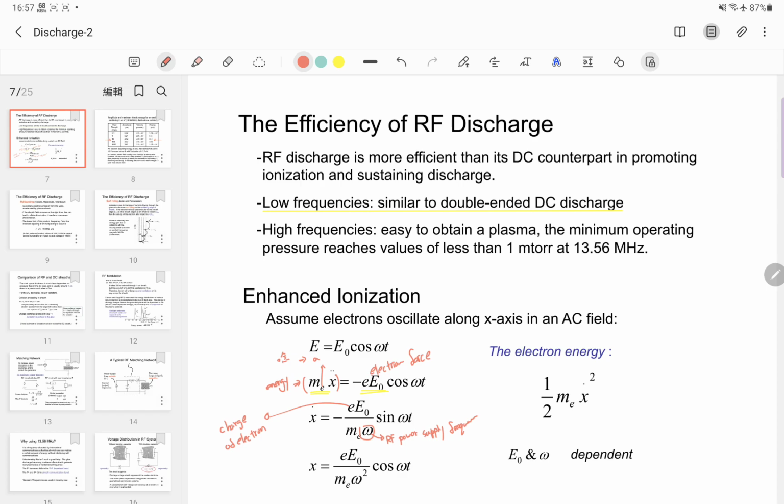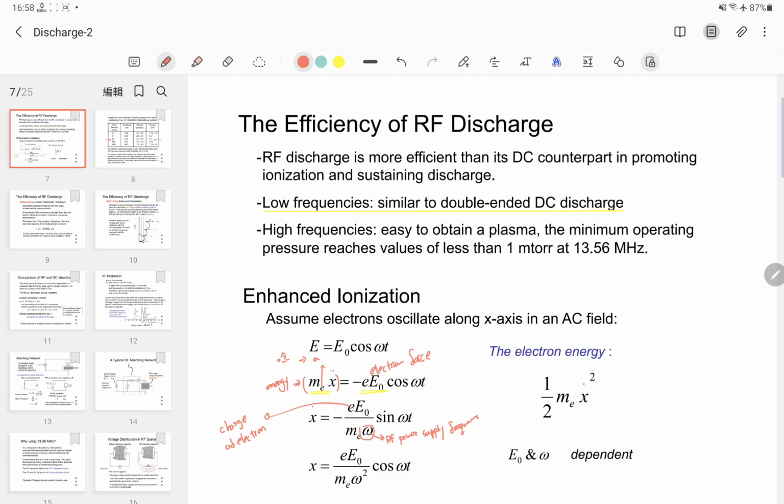Since the mass of the electron is a fixed value, the electron energy is proportional to the square of the electron velocity. And electron velocity is proportional to the electrical field, and inversely proportional to high frequency. So the energy of electrons depends on the electrical field and the high frequency.